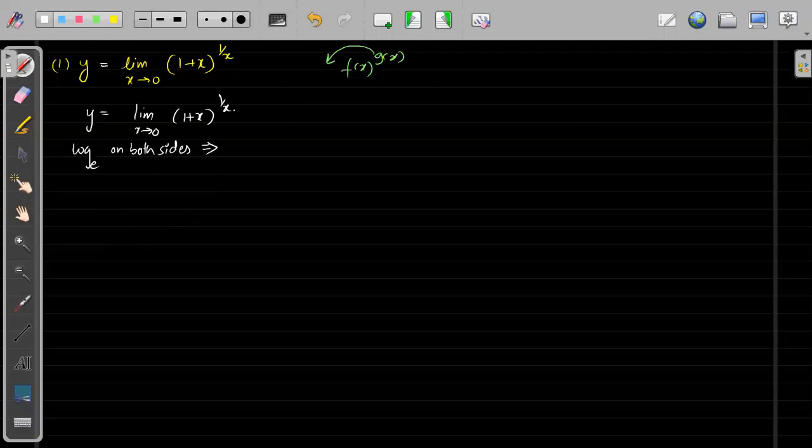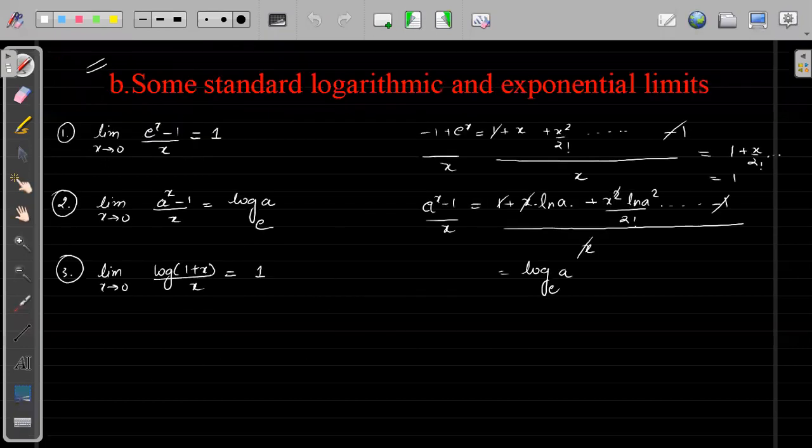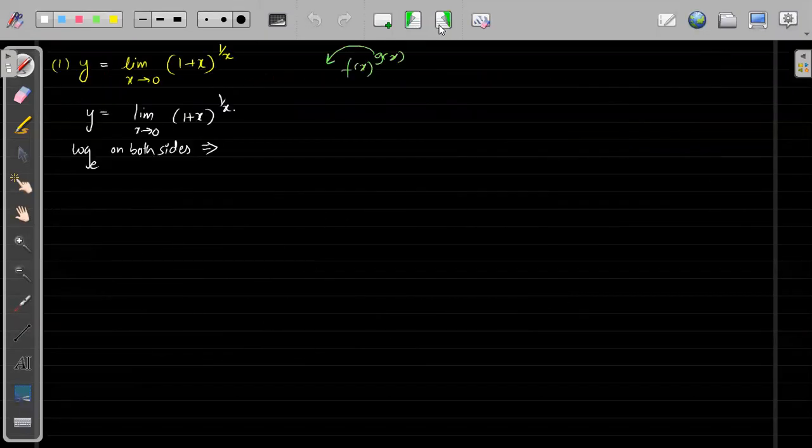Very good. So see what we'll do. We'll take log e on both sides. Yes, we can take any other base, but afterwards also you have to write the answer in terms of base e, because we know the standard limits are in terms of base e. The standard limits were in terms of base e, and the other standard forms, the expansions, were also in base e. So that is why we'll try to write in terms of base e.